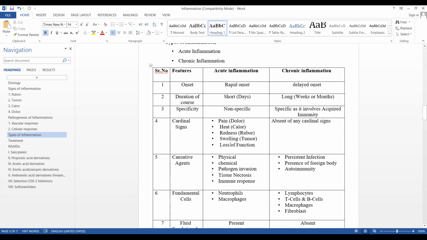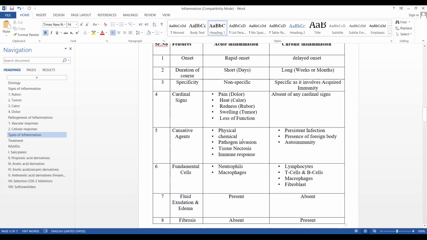Causative agent: we discussed it before also, physical, chemical, tissue necrosis, immune response. Here, in chronic, the causative agents are persistent infection, presence of foreign body, and one more thing, that is autoimmunity. That is the main thing, autoimmunity.